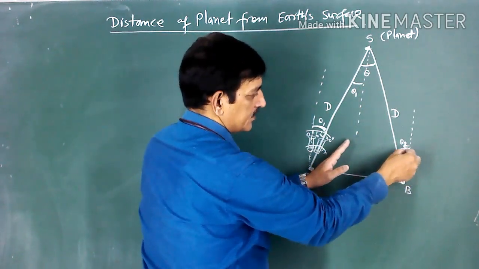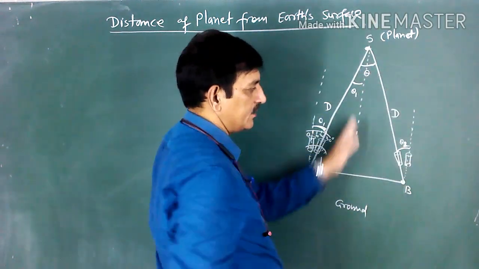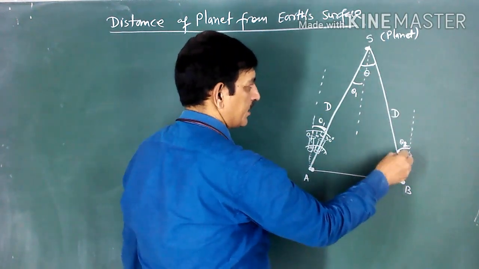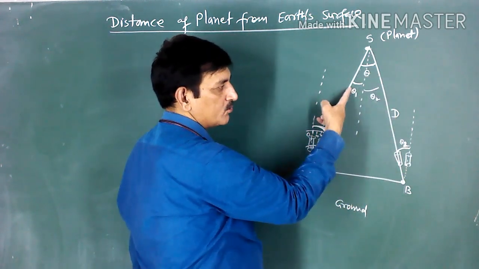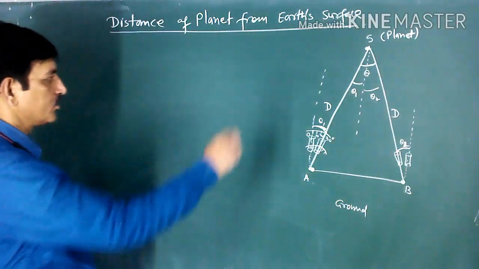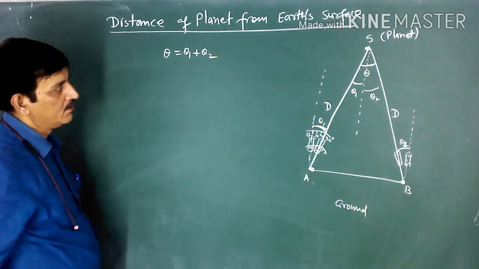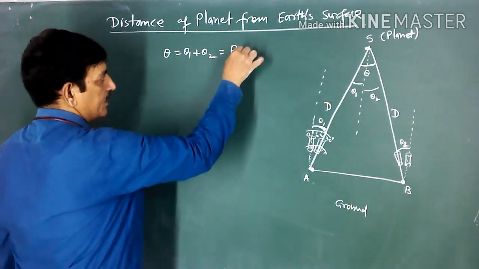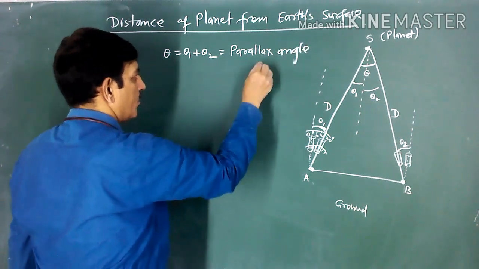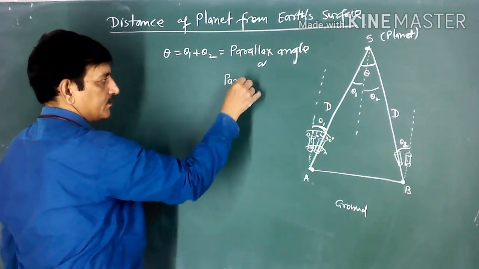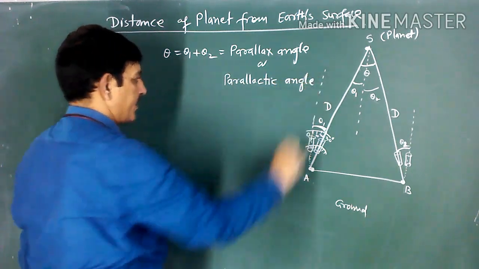Again, this angle is theta 2, and again these are two parallel lines, and this line is intersecting the parallel lines. So this angle and this angle will also be the same. So we can say that theta is equal to theta 1 plus theta 2, and this is called the parallax angle, or it is also called the parallactic angle.